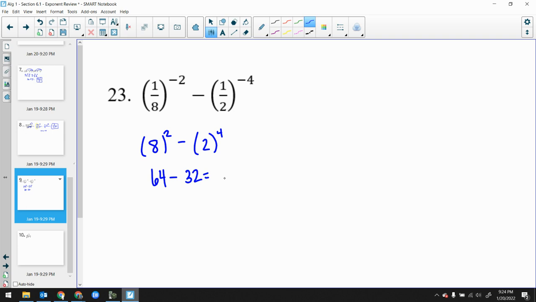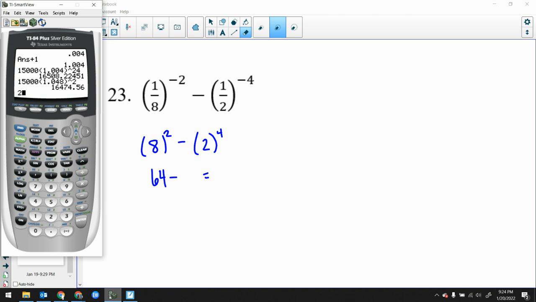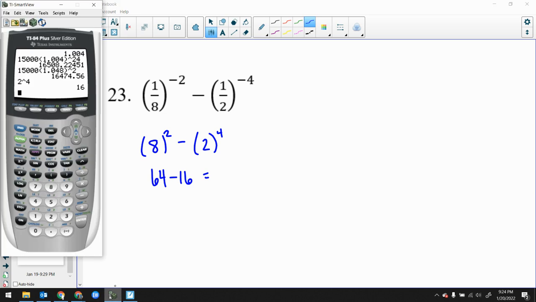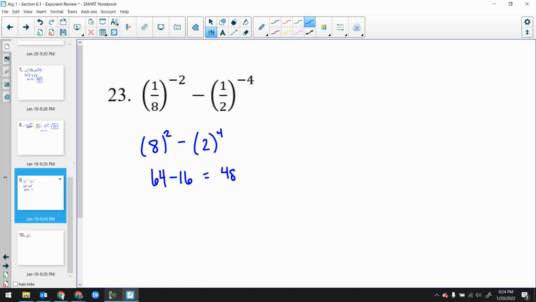All right. Oh, wait, no. 2 to the fourth is not 32. 2 to the fifth is 32. 2 to the fourth is 16. So it's 64. Oops, that's the eraser. 64 minus 16, right? 64 minus 16 is 48. There's my answer.